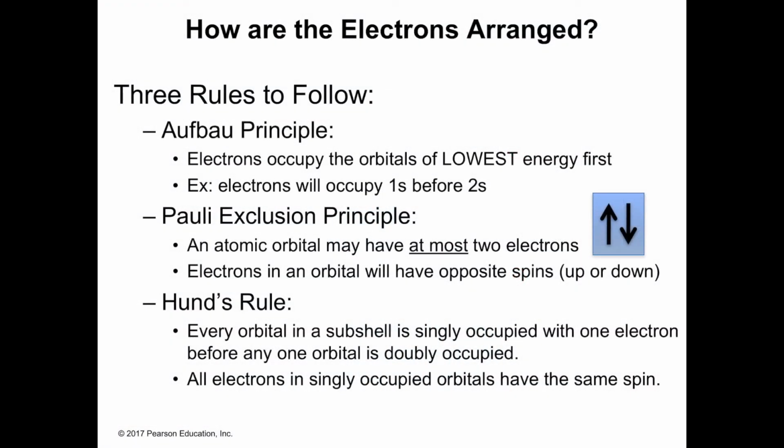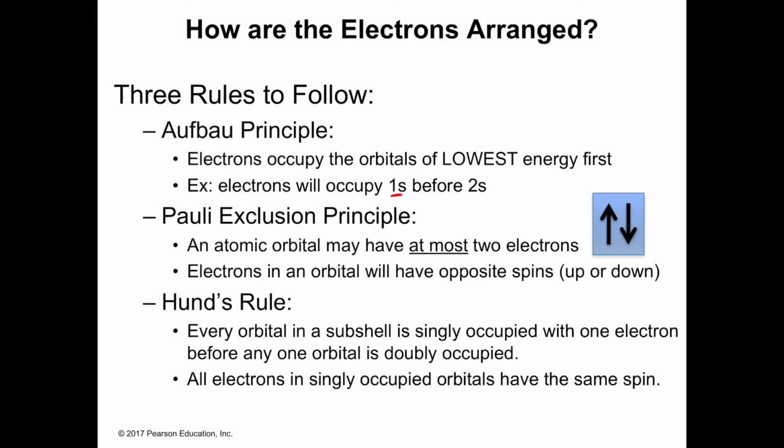Okay, so we have 3 rules to follow when we are figuring out how to arrange our electrons in our atom. The first of these rules is the Aufbau principle, and the Aufbau principle states that electrons will occupy the orbitals of lowest energy first. So they will occupy the orbitals that are closest to the nucleus. So we'll see the numbers that are the lowest get filled first. So the 1s will be occupied before the 2s, or the 2p will be occupied before the 3p. So the lower numbers will get filled first.